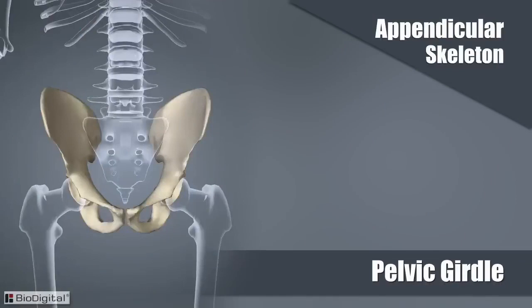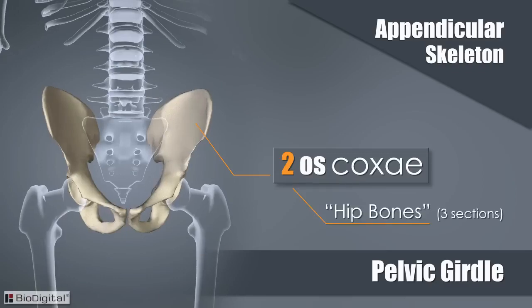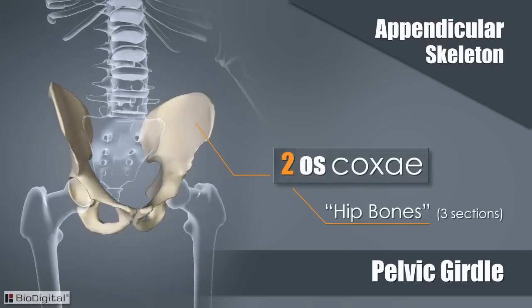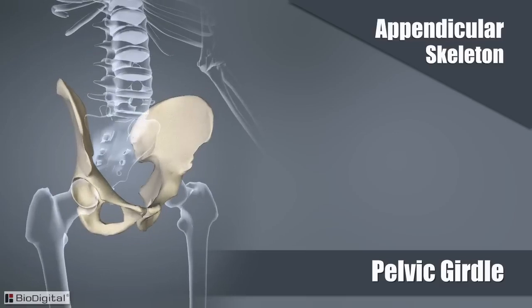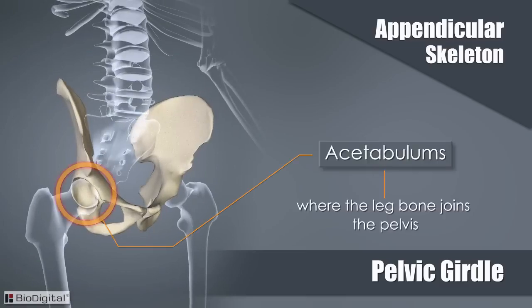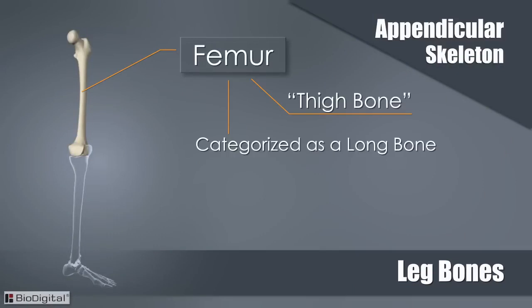The pelvic girdle is the structure to which the leg bones are attached. The pelvic girdle is made up of 2 os coxae, or hip bones. Each hip bone is divided into 3 sections: the ilium, the ischium, and the symphysis, or pubis. The leg bones are attached to the pelvic sockets, called the acetabulums. Each leg consists of 1 femur, or thigh bone. It is in the upper leg and is also categorized as a long bone.